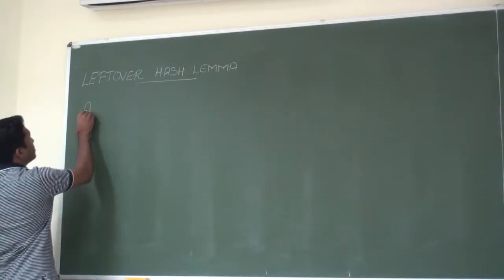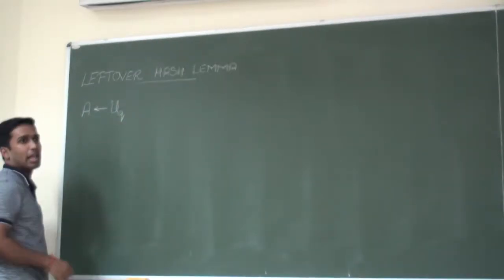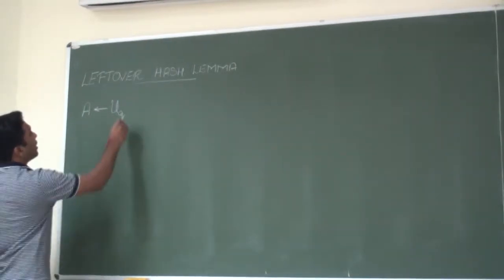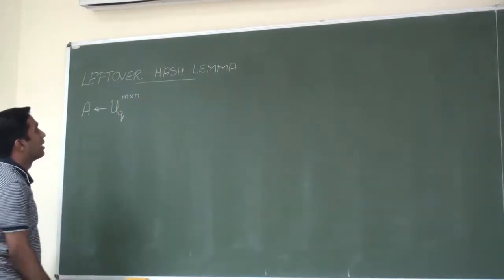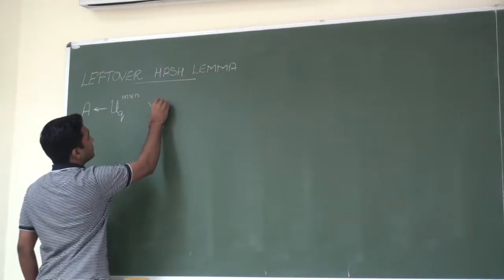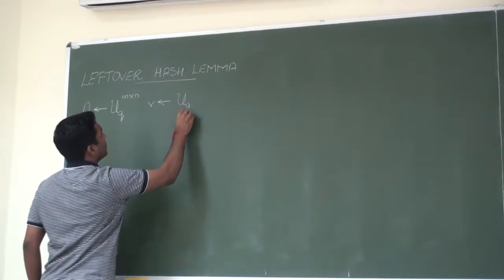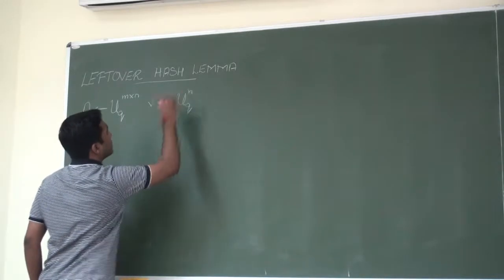So we start with this experiment. Say that I'm choosing a matrix A from the uniform distribution, with elements coming from Z_q, and dimension m cross n. It's a matrix. And choosing a vector again from uniform with dimension n.